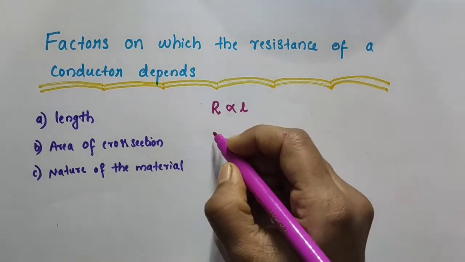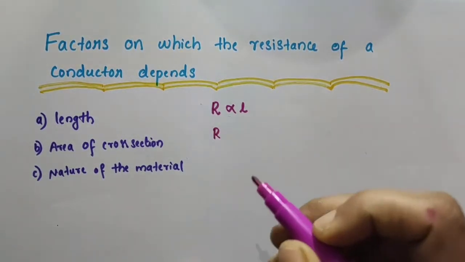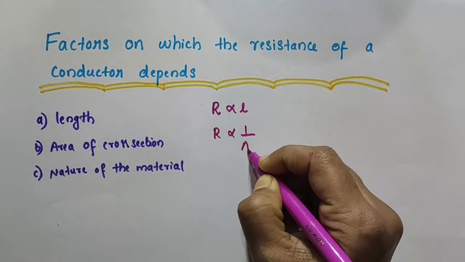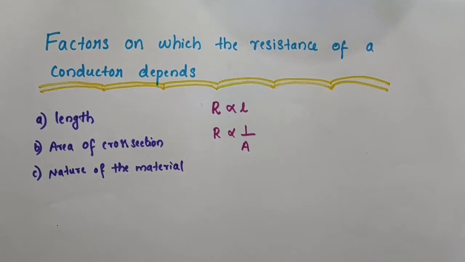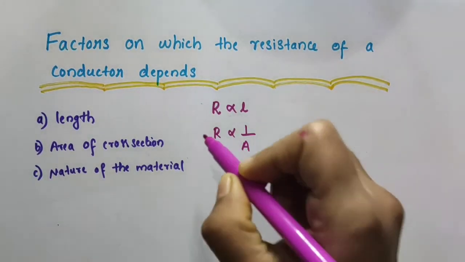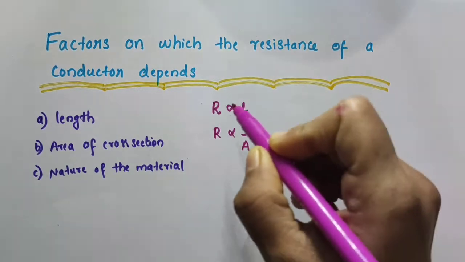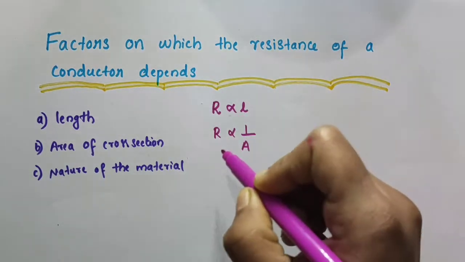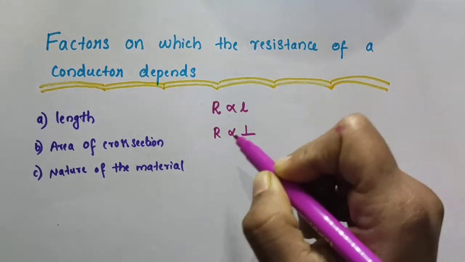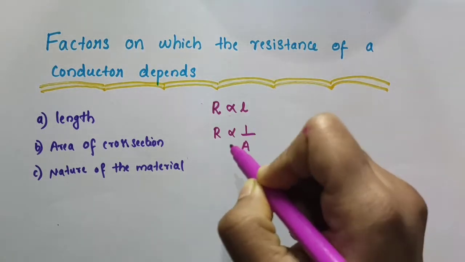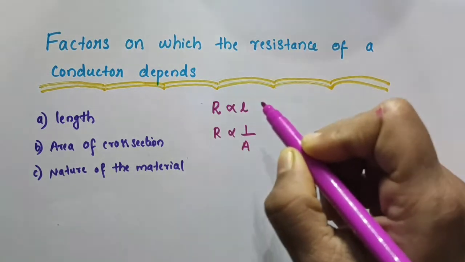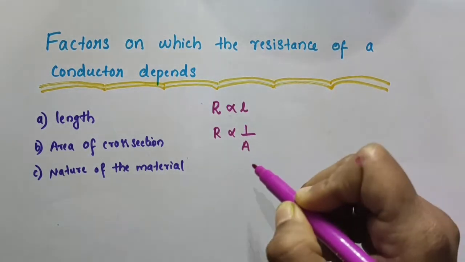Then the resistance of a uniform metallic conductor is inversely proportional to the area of cross-section. Resistance is inversely proportional, that is why 1 by A. Resistance is directly proportional to the length of the conductor, and inversely proportional to the cross-sectional area of that conductor. Since it is inversely proportional, this A is written in the denominator. R is proportional to L, R is proportional to 1 by A.